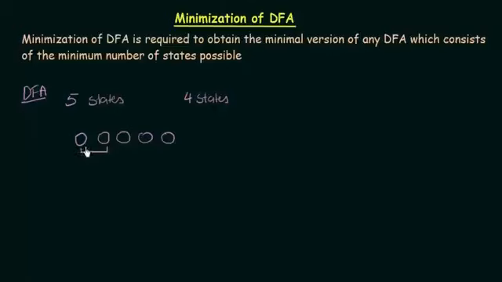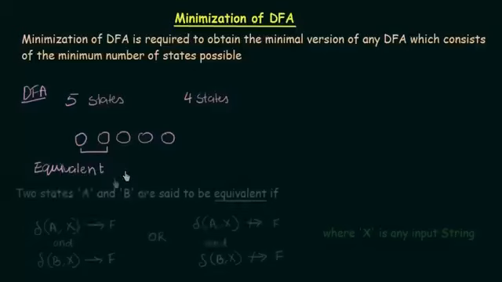But how can you simply combine 2 states? You cannot just simply combine 2 states. There is a condition when you can combine 2 states. And what is that condition? 2 states can be combined only when these 2 states are equivalent. When they are equivalent. Now, when are 2 states said to be equivalent? What is the meaning of equivalence?